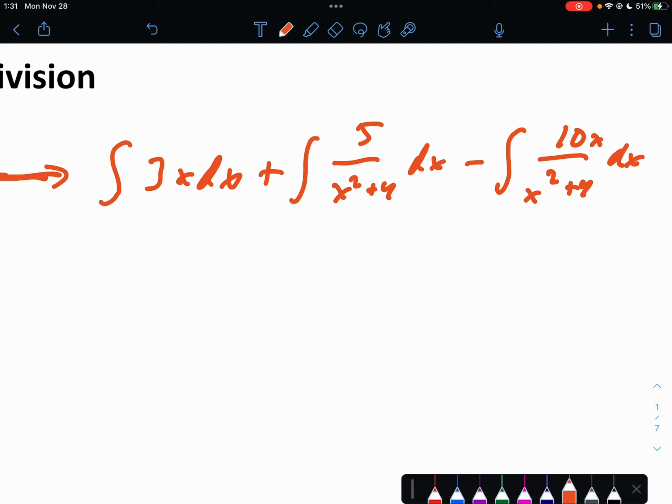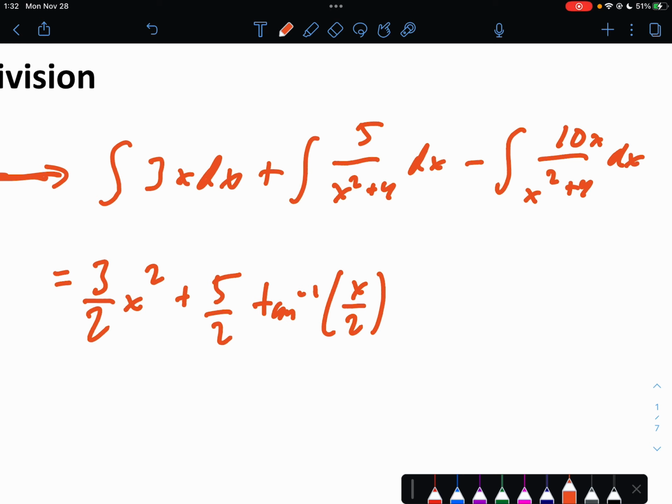All right, so this first integral should be second nature to us by now. It's just going to be 3x squared over 2, so 3 halves x squared. This one, if we brought that 5 out in front, we should recognize that as an tangent inverse. So it's going to be plus 5 times 1 over root 4, which is 2, tangent inverse of 1 over 2 times x, or just x over 2.